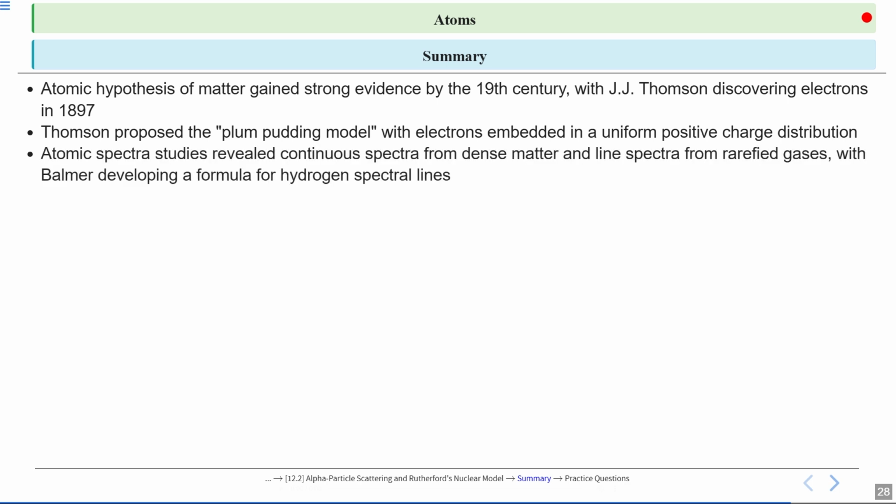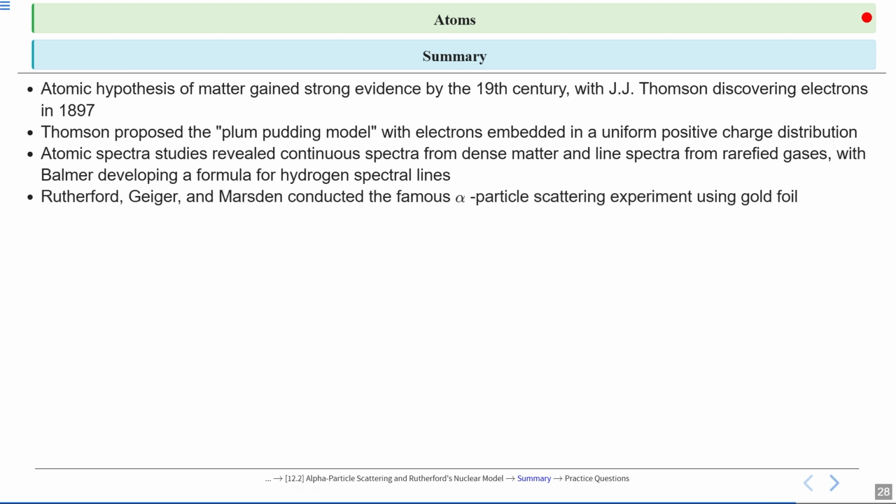Scientists studied atomic spectra. When they looked at light from dense materials, they saw continuous spectra, but rarefied gases produce line spectra, distinct lines of color. John Balmer developed a formula to predict the wavelengths of hydrogen spectral lines. In this formula, each variable represents a specific energy transition in the hydrogen atom, and the wavelengths are measured in meters. So we will see that empirical formula in the further lectures.